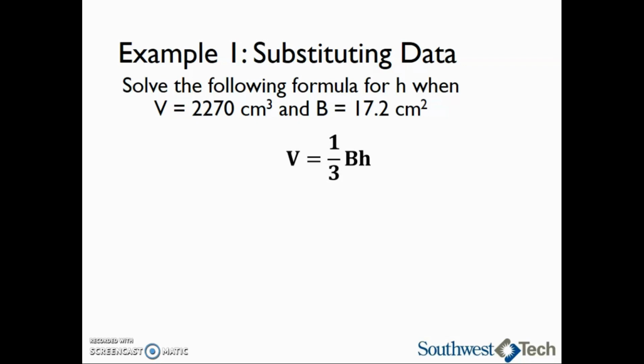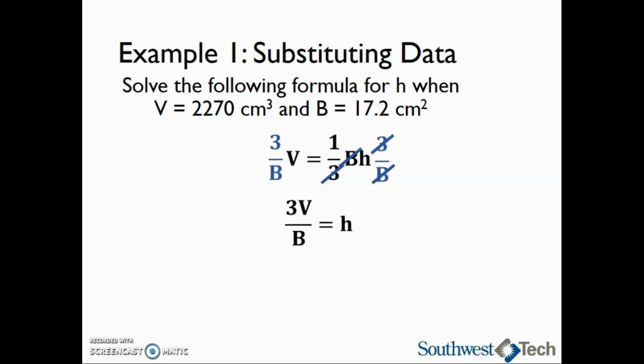In order to get h by itself, we can think of 1/3 times B as a fraction, or B divided by 3. If we have a fraction multiplied by the variable we are solving for, we can multiply by the reciprocal of the fraction to clear it. The reciprocal of B divided by 3 would be 3 divided by B, so this is what we are going to multiply both sides by. Once we do that, we see on the right-hand side that the 3's cancel off, and so do the B's. Now we are left with 3 times V divided by B equals h.